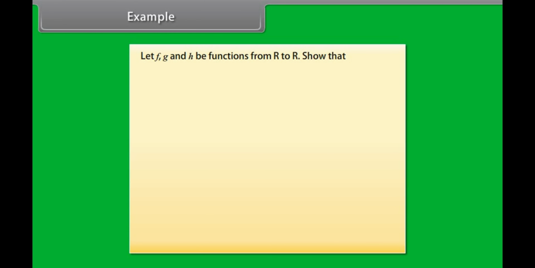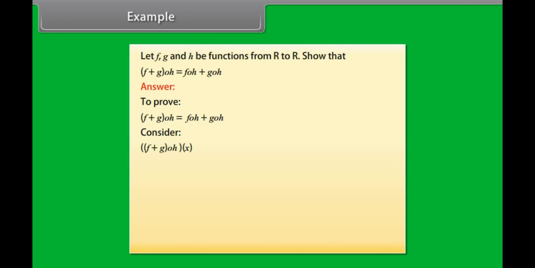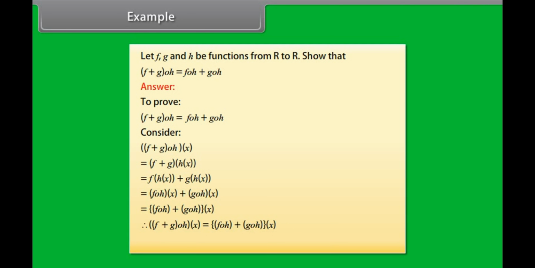Let f, g and h be functions from R to R. Show that (f plus g) of h is equal to f of h plus g of h. Answer. To prove (f plus g) of h is equal to f of h plus g of h, consider (f plus g) of h of x, which is equal to (f plus g) of h of x. On solving we get (f plus g) of h is equal to f of h plus g of h.